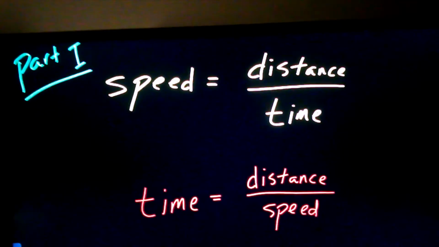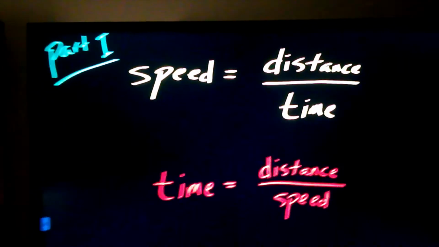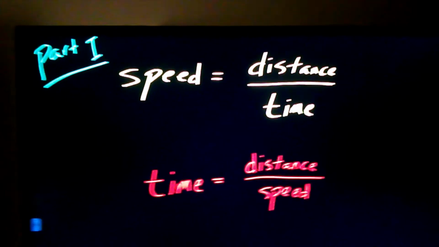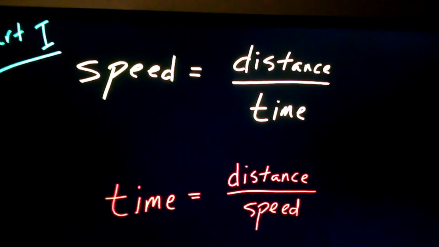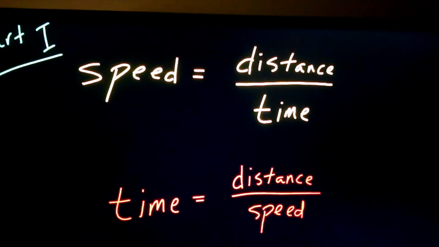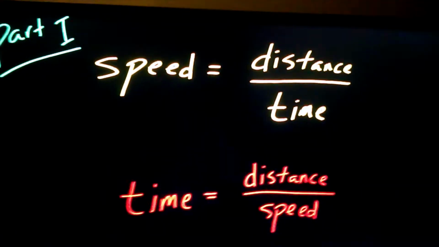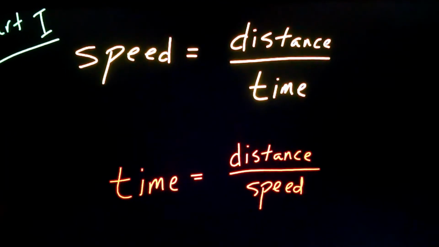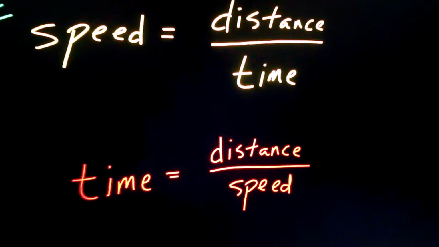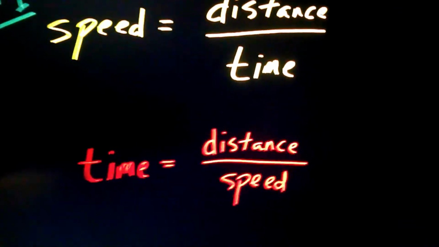Part one of this experiment goes back into the first couple of chapters talking about speed. So just remember, speed is the distance an object travels divided by the time, or in this case, we're talking about a wave. And then some of your questions are going to ask you to solve for time. So if you rearrange that formula, time is going to equal the distance divided by the speed.